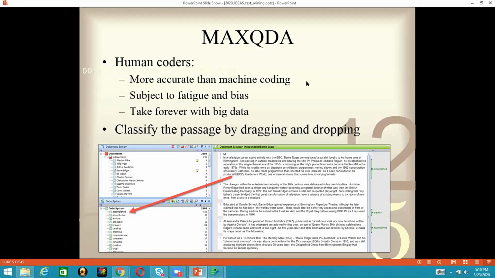The problem is, humans are humans, right? Humans are subjective, may be biased, also fatigued, and also take forever when you have big data, right?